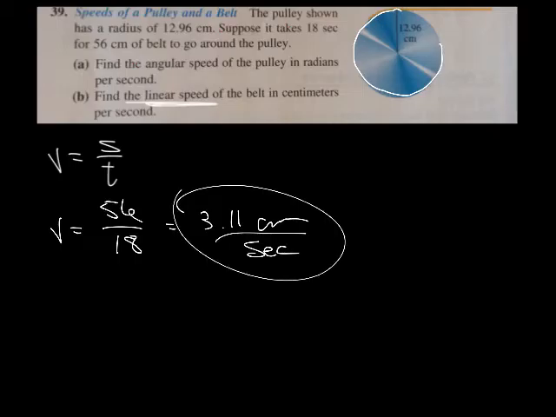So this really is a pretty simple part, this B part. It's just the distance that I traveled over time, and I'm going to reduce that to 28 over 9 and just divide that out and get 3.11 centimeters per second. So that's how fast that belt is traveling around this outside part of the circle here, 3.11 centimeters per second. All right, so that was number 39.